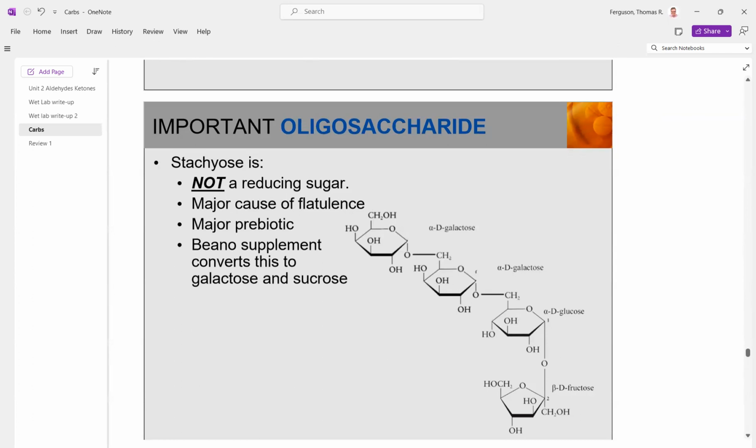Okay, so anyway, if you buy Beano, what happens is it kicks off that top galactose, and so you end up with raffinose. And raffinose doesn't cause gas or flatulence.